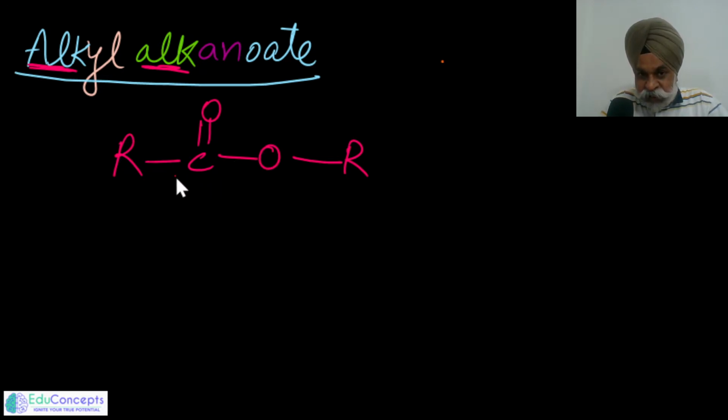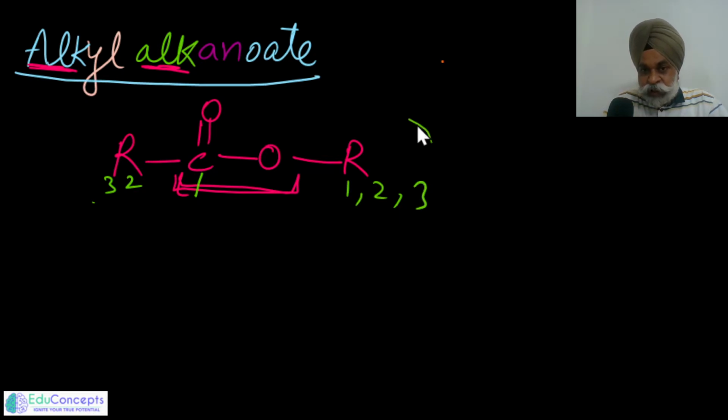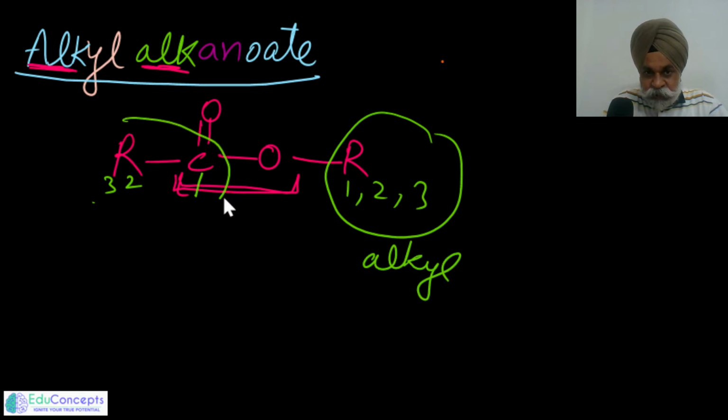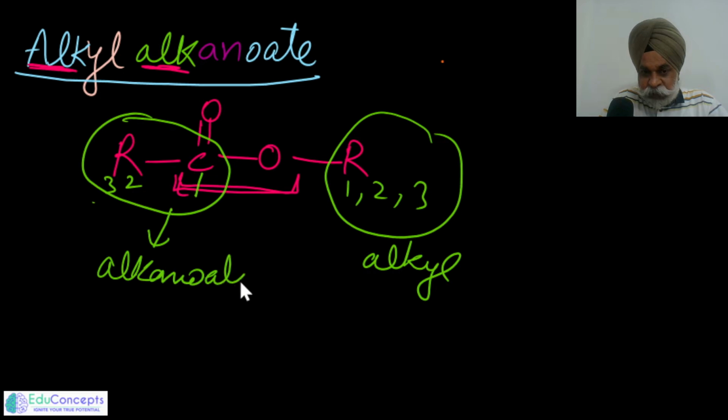So what I'm trying to say, this is the functional group, and this carbon chain 1 2 3, whatever it is, and one chain is on this side, 1 2 3. So this becomes the part of alkyl, and this part would become the part of alkanoate. So this you always have to remember. I think I made my point clear. This nomenclature at times is very confusing for a child.